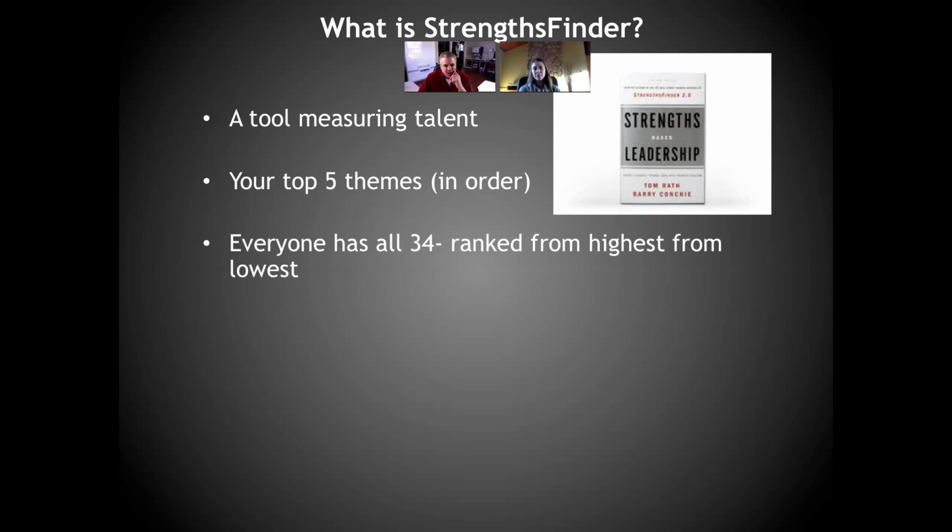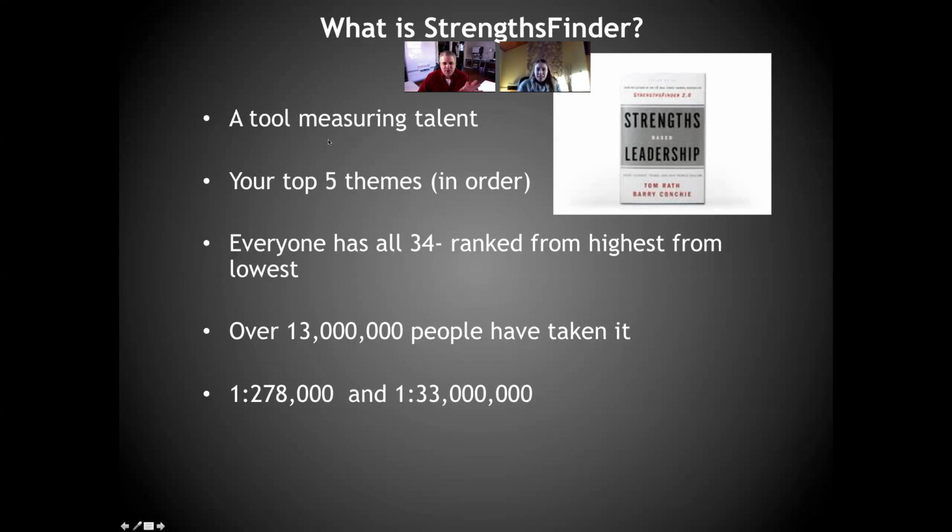All right, so I talked about this. Everyone has all themes ranked from highest to lowest. Over 13 million people have taken it. We just crossed that bridge about 2 weeks ago. It's December 12th, 2015, or 11th, one of those. And Gallup's goal is to get to 1 billion. They want 1 billion people to take this tool.